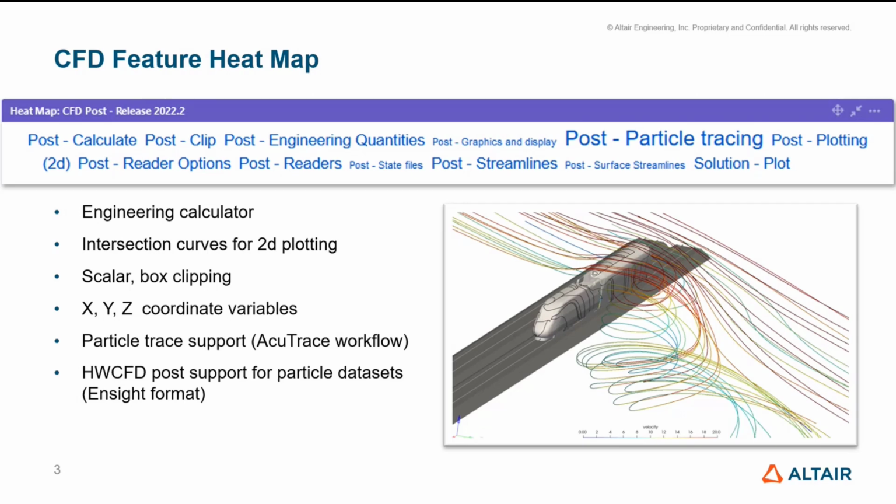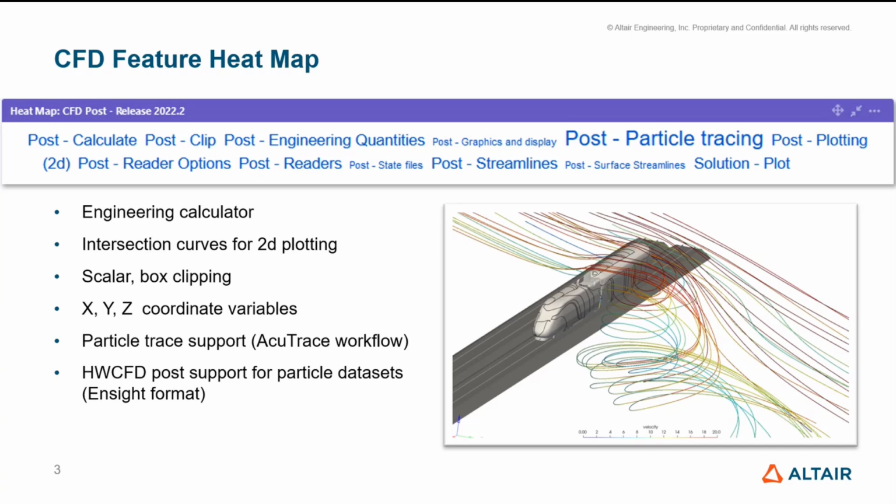For 0.2, we knew we needed some more information and a feature to cover what engineers typically rely on when they make their CFD simulations. So we've added an engineering calculator, which I will go through individually. In addition to that, we also now have the capability to do intersection curves for 2D plotting. We enhanced the scalar clip and added box clipping, so we can actually clip by region, not just by scalar. We added the ability to bring in XYZ and coordinate variables.